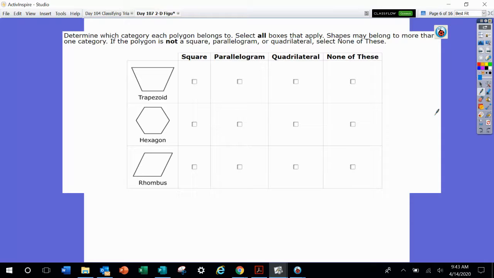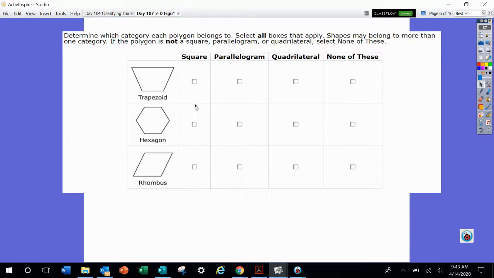Okay, let's do some more practice. This is where you're going to use that piece of paper if you'd like, whiteboard, or you can just point if you want on your computer, your iPad, your Xbox, whatever it is, you can just point. So let's look. Determine which category each polygon belongs to. Select all boxes that apply. Ooh, select all. Ooh, fancy. Shapes may belong to more than one category. If the polygon is not a square, parallelogram, or quadrilateral, select none of these.